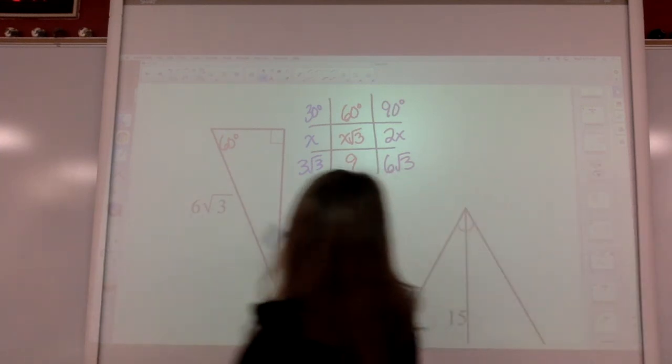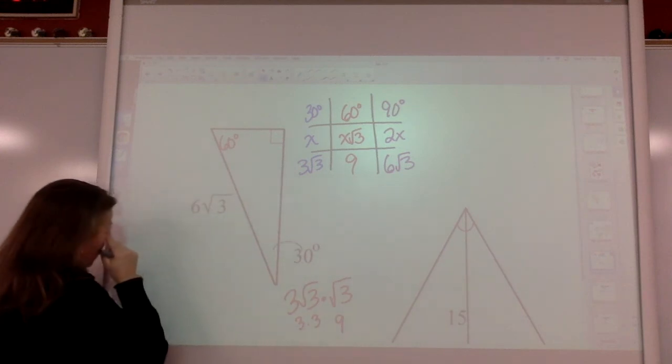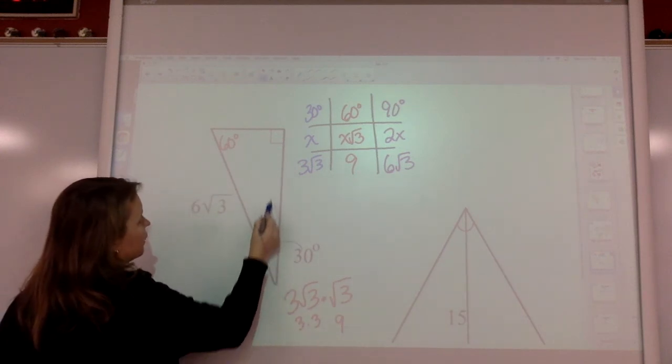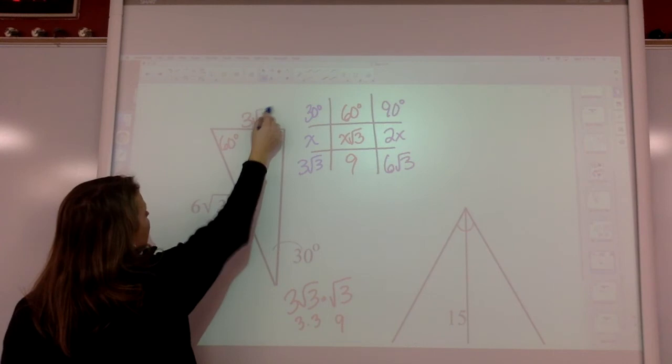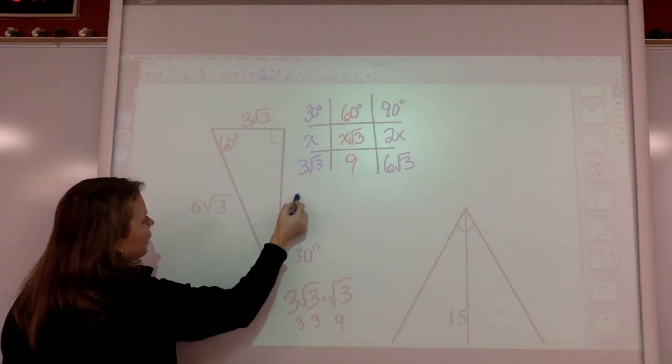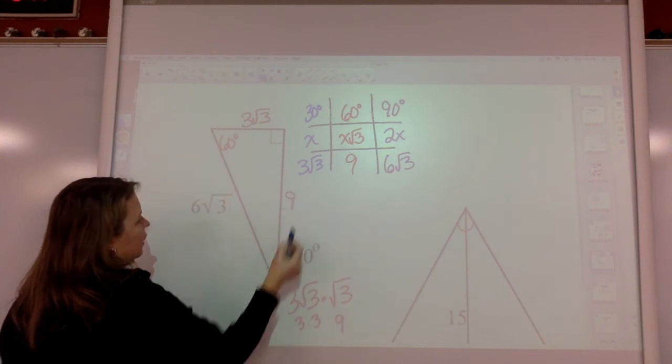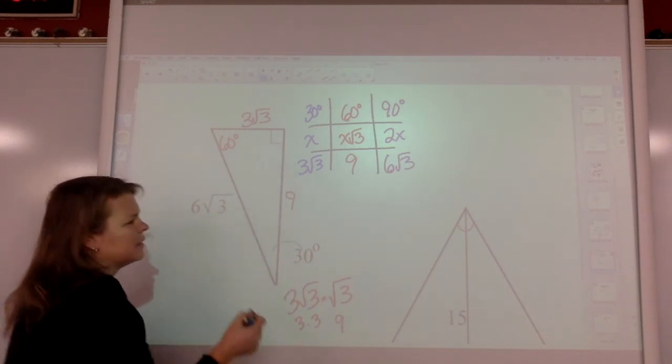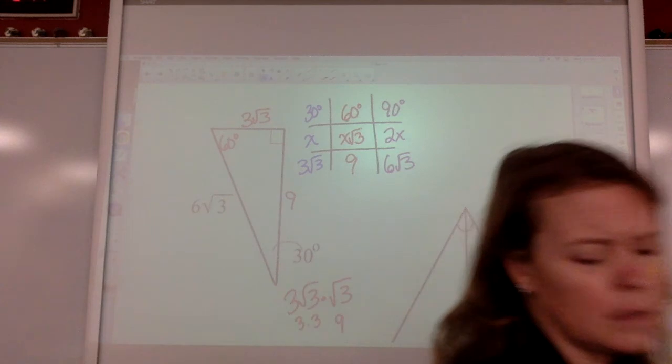So I have my 3 sides of the triangle. I just have to make sure that I label them properly. Across from the 30-degree angle is this small little 3 square root of 3. Across from my 60-degree angle is this 9. And across from my 90-degree angle is 6 square roots of 3.